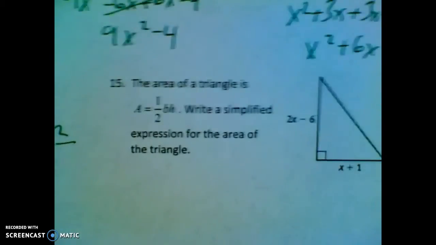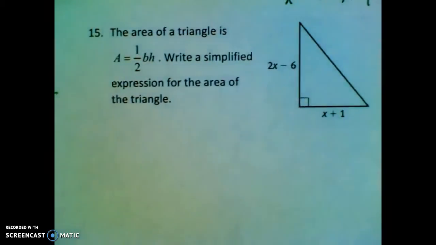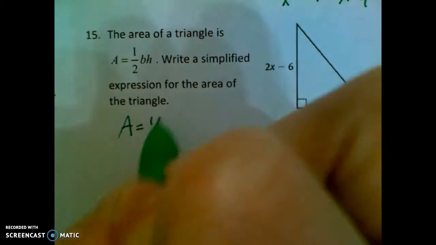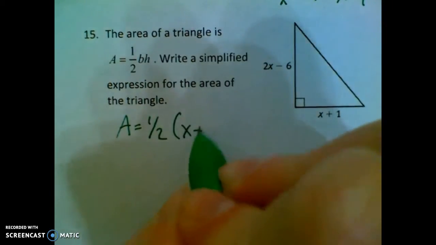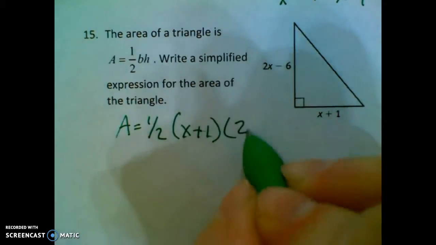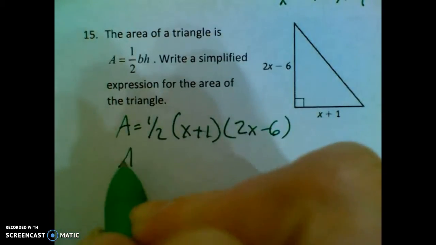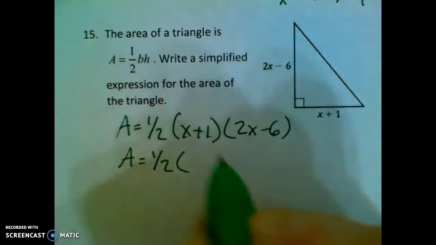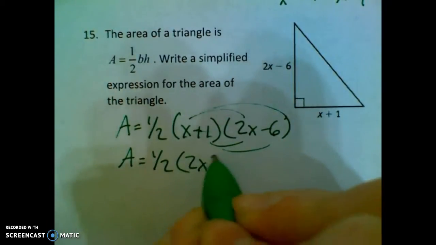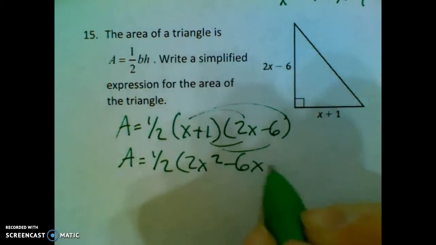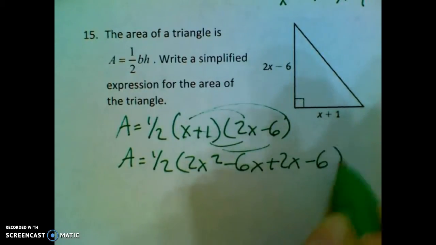Just add them up. Okay, area of the triangle. Area equals 1/2. Here's my base, which is x plus 1, and it told me my height is 2x minus 6. So A equals, and just distribute. So do your x times that and your 1 times that. So you're going to get 2x squared minus 6x plus 2x minus 6.